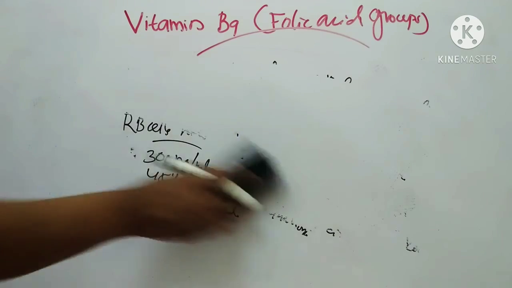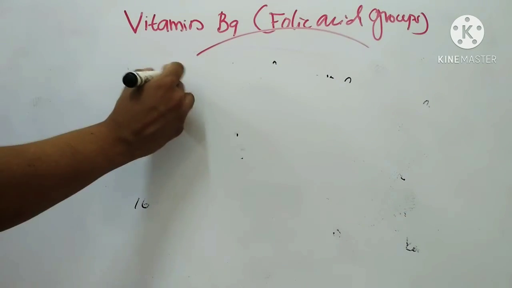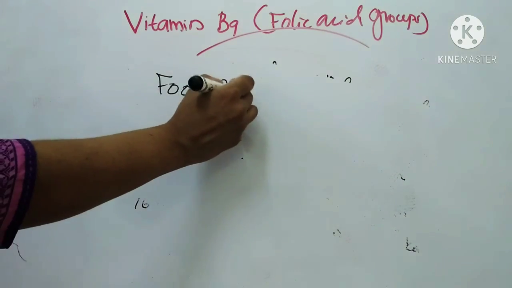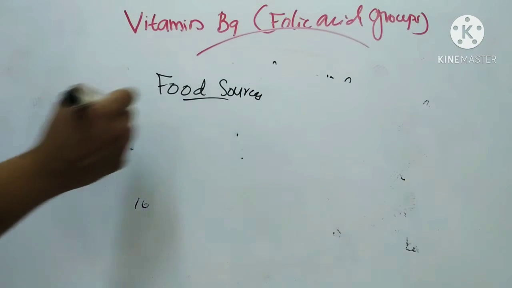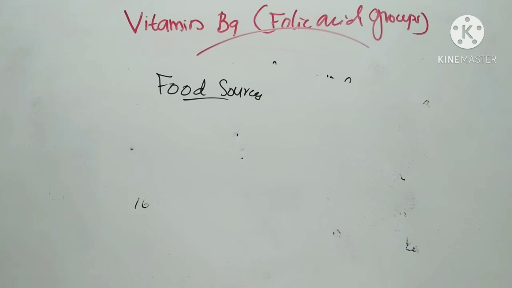Next one is food sources. It is widely distributed in nature. It is present in animal and plant tissues and in microorganisms. It is abundant in liver, yeast, kidney and green leafy vegetables, spinach and cauliflower, then meat, fish, wheat. Fair sources are found in milk and fruits. That is the food sources.